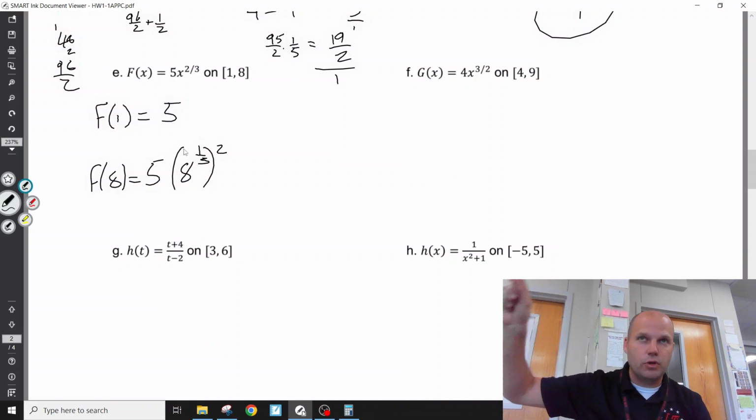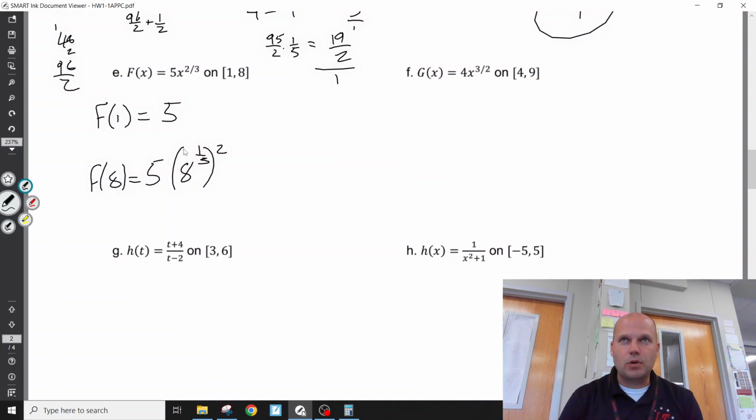Like you would use the root notation. It doesn't help you because you get a big number and then you got to know the cubed root of a big number. That's not easy. I know the cubed root of a small number, like the cubed root of 8 is 2. 2 times 2 times 2 is 8. 2 squared is 4, so this is 4 times 5 is 20.